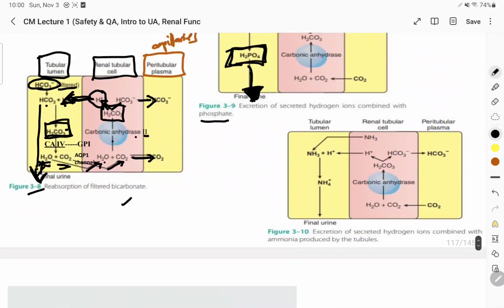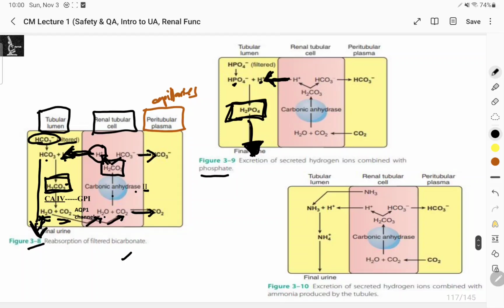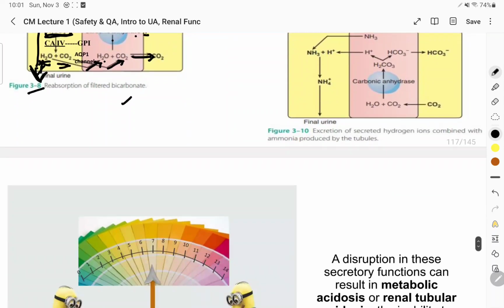Okay? So in metabolic acidosis, there is less reabsorption of your bicarbonate. Your bicarbonates are excreted in the urine. So meaning there is also less hydrogen secreted by your RTEs. Okay? So there is nothing to combine with bicarbonate, and bicarbonate goes out in the urine. No bicarbonate is reabsorbed back to the blood. So our blood becomes acidic.